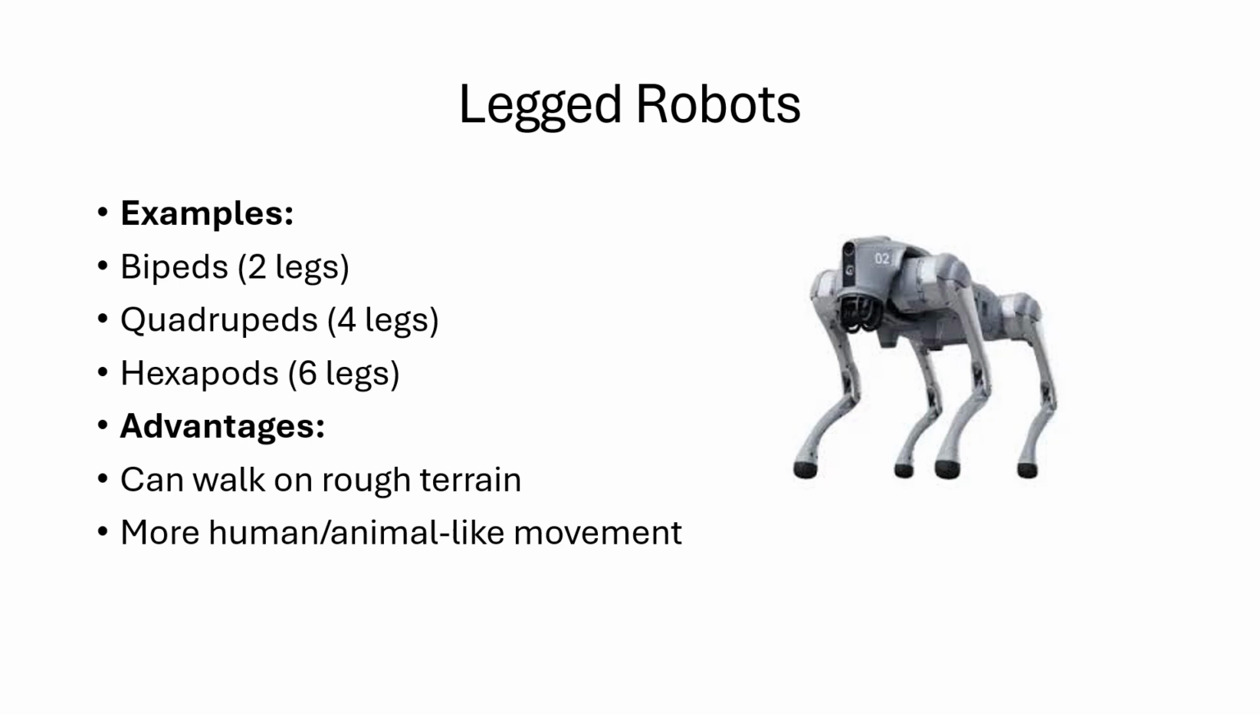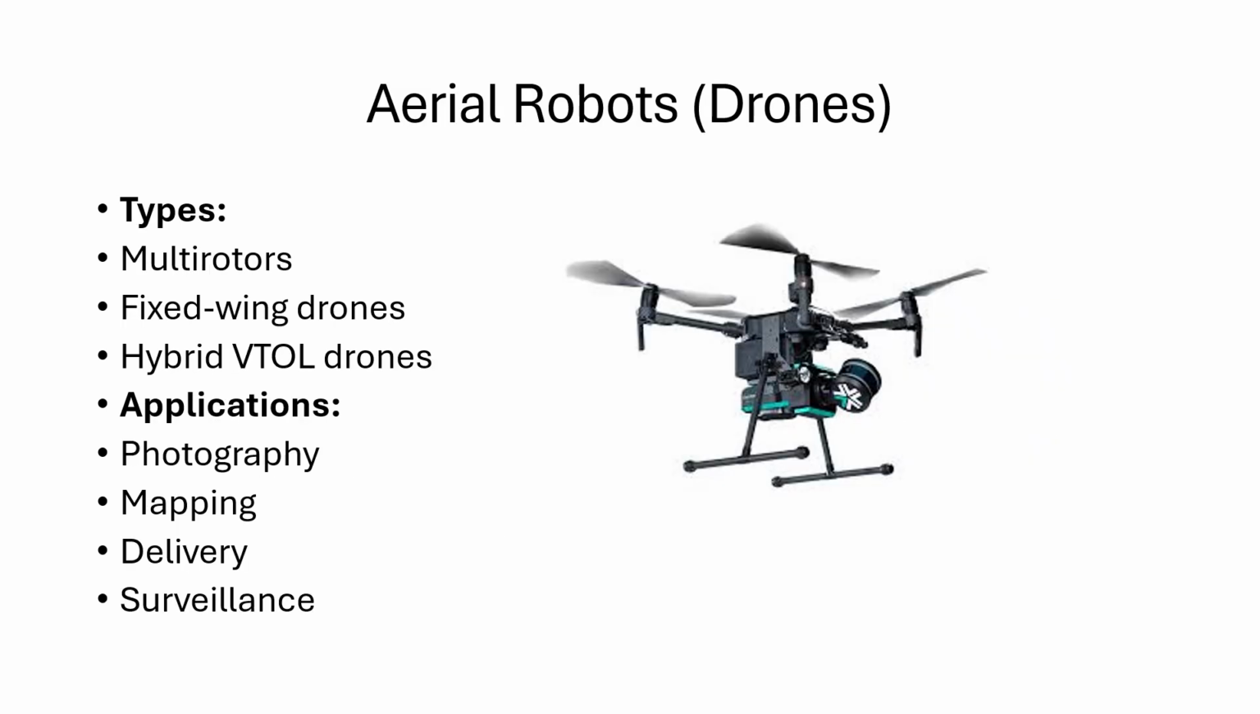So the other one is the aerial robots. Aerial robots, commonly known as drones, operate in the air. So this includes multi-rotor drones, the ones we usually see, as well as fixed wing drones and hybrid VTOL designs. They are widely used in photography, mapping, agriculture, delivery, and surveillance systems.